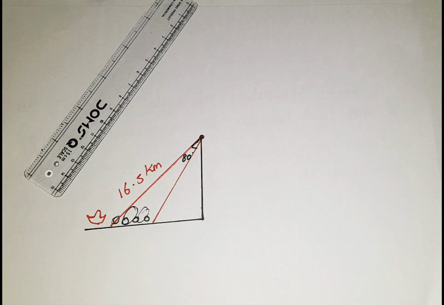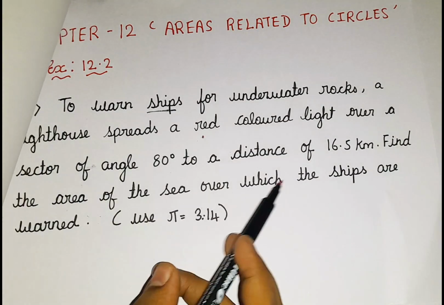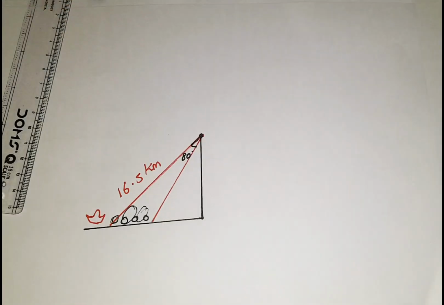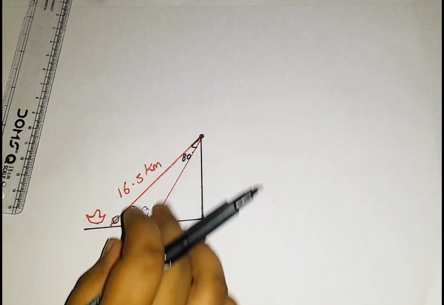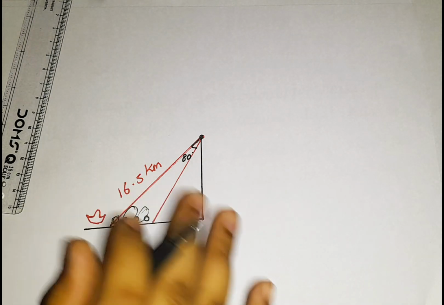Okay, that is the use of the lighthouse. Alright, now let us come back to the question. So now we are supposed to find the area of the sea over which the ships are warned. Here you can see the light is spreading over a particular area, right? So we are supposed to find the area in which the ships are warned.